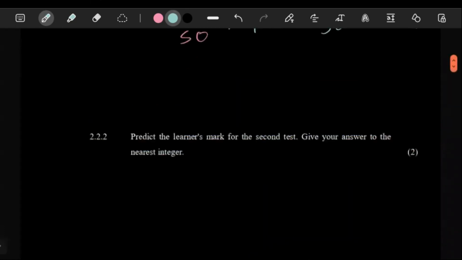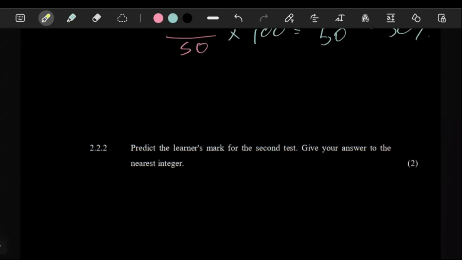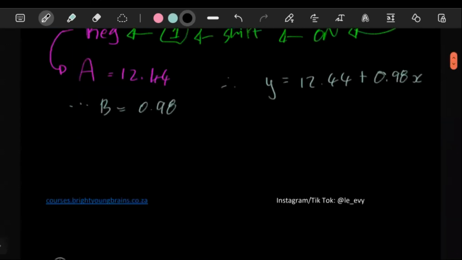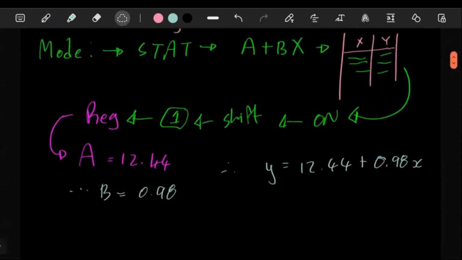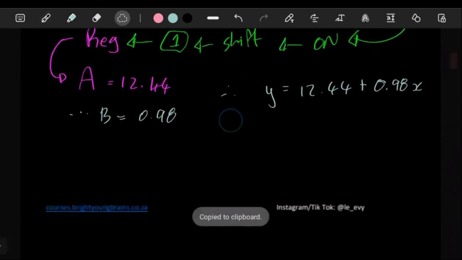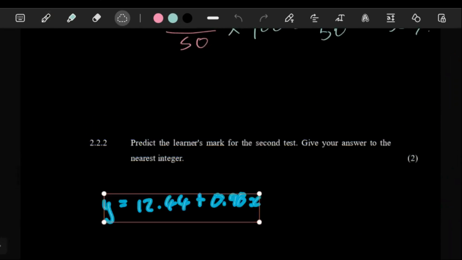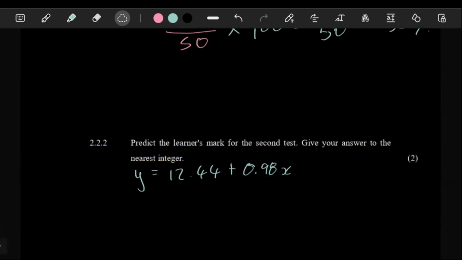The next one says, predict the learner's mark for the second test. Give your answer to the nearest integer. So this specific learner, for the first test, they got 15. So if you're going to predict their mark for the second test, they need you to make use of your least squares regression line, because your least squares regression line is what allows you to estimate values depending on what they give you.